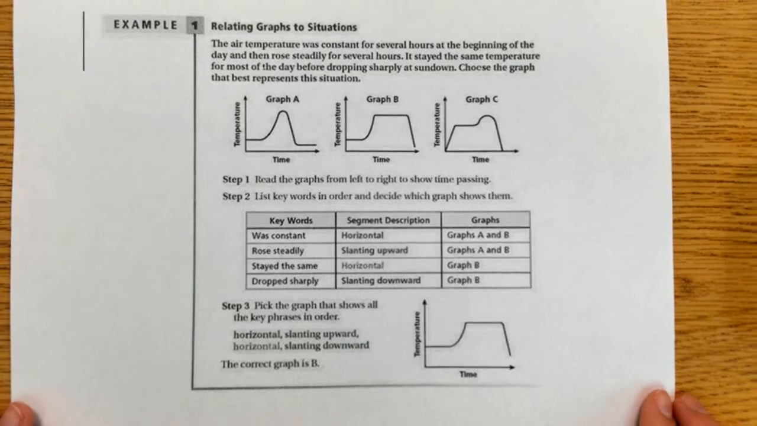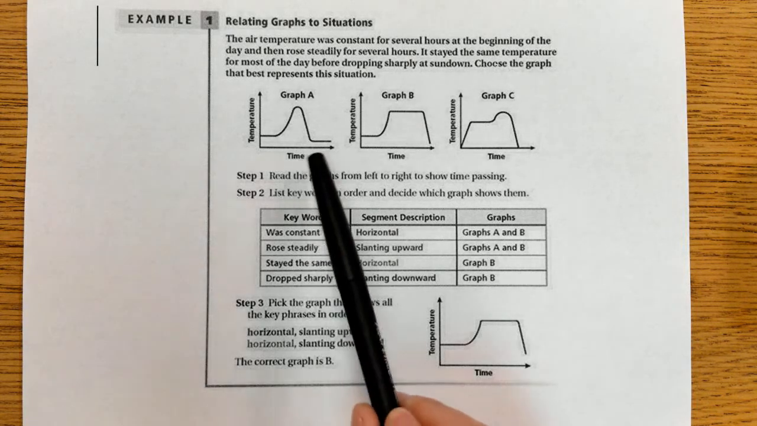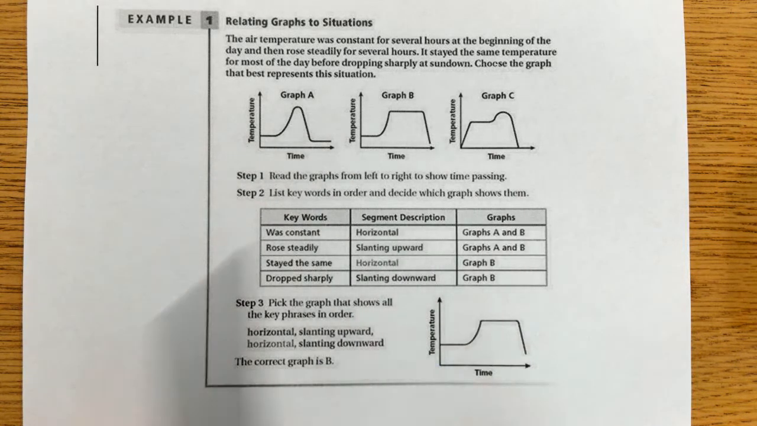Okay. Example 1 says the air temperature was constant for several hours at the beginning of the day, then rose steadily for several hours. It stayed the same temperature for most of the day before dropping sharply at sundown. Choose the graph that best describes this situation. So here we're comparing time and temperature in all our graphs.